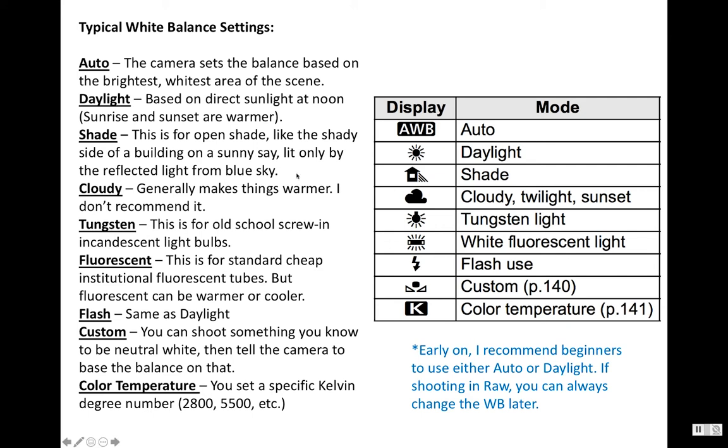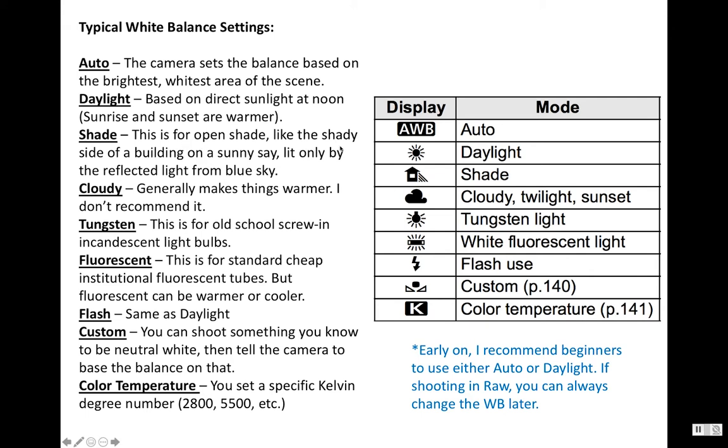Daylight. Daylight is based on direct sun at noontime. I say that specifically about noon because if you're shooting early in the day, later in the day, you may get a warmer color out of the sun. But I'd say when in doubt, shoot on daylight. You can always correct it later if you have shot in raw.